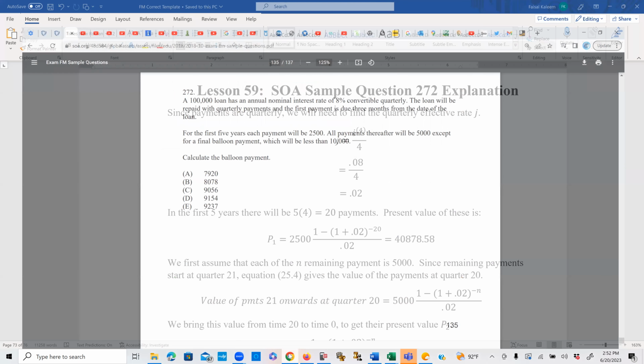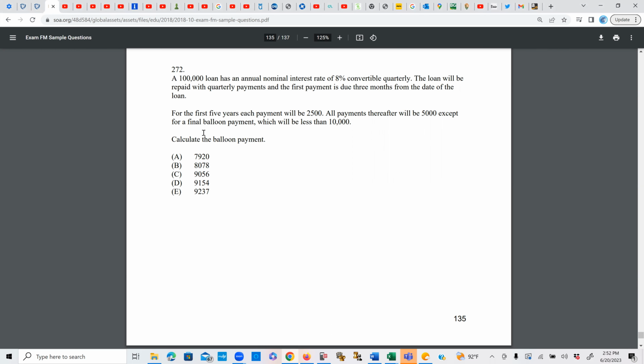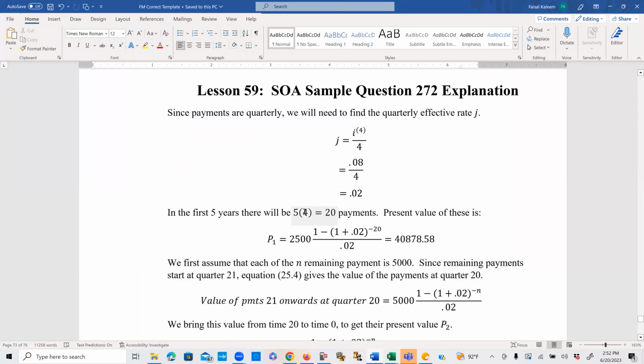So different things are happening in the first 5 years versus thereafter. In the first 5 years, we figure out how many quarterly payments there will be. So it'll be 5 times 4, so 20 quarterly payments in the first 5 years. And the present value of these 20 payments, let's call it P1.